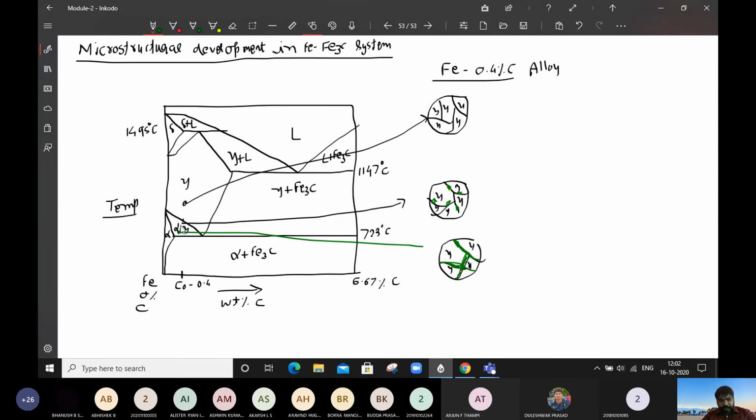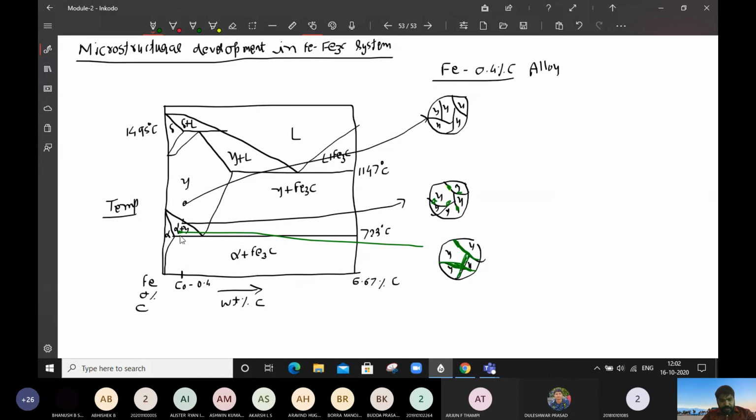So you can see here at this point we have a small alpha nucleating at the gamma boundary. When you cool it further, you can see that the amount of alpha will increase. By using the lever rule, you can see that at this point the amount of alpha is more as compared to this point. So at this point, this alpha will grow along the entire grain boundary like this. Okay.